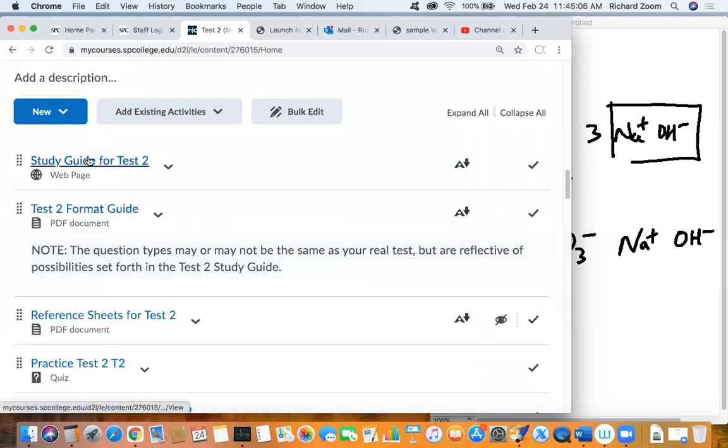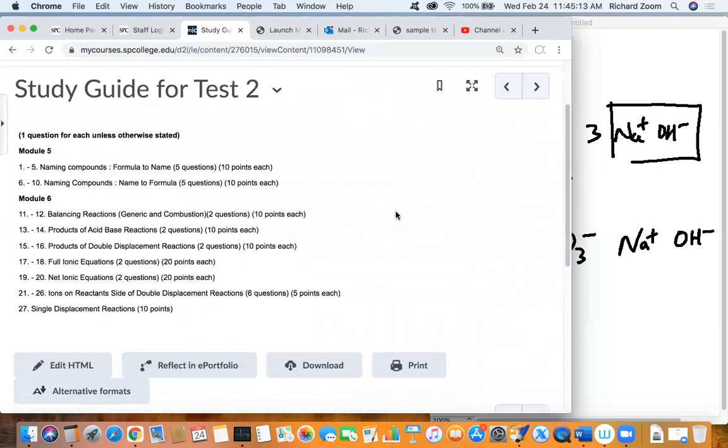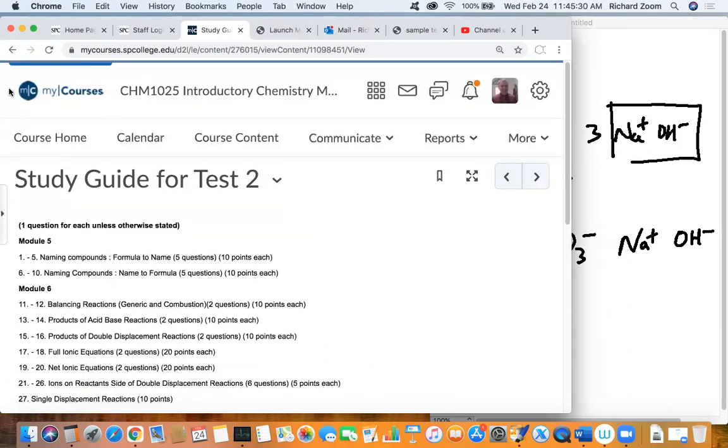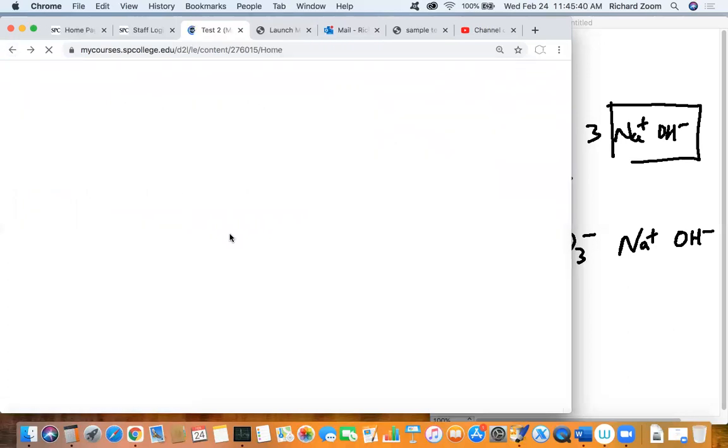So for test 2, there is a study guide, and you should look at that. This will give you an idea of the kinds of questions you'll see. For test 2, you can see naming compounds, Module 5, and then balancing reactions and all of this. These are the kinds of questions you should expect. Completely transparent, I'm not keeping anything secret here. So that's the study guide. You can look at that.